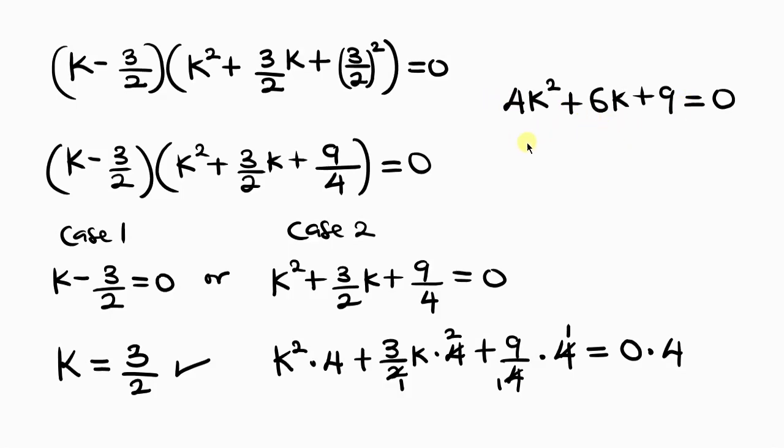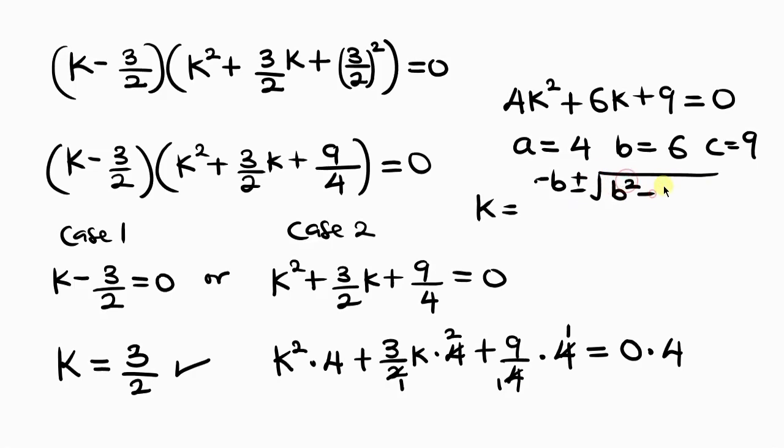So using the quadratic formula, our a is the coefficient of k squared, and that's 4. Our b is the coefficient of k, and that's 6. And our c is the constant term, which is 9. Since we're looking for k, the quadratic formula we're going to be using is k equal to minus b plus or minus the square root of b squared minus 4ac all over 2a.